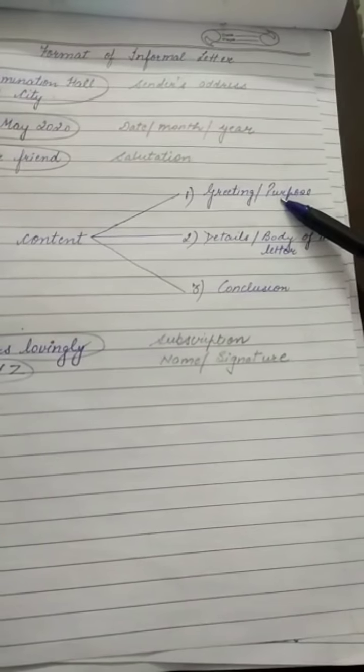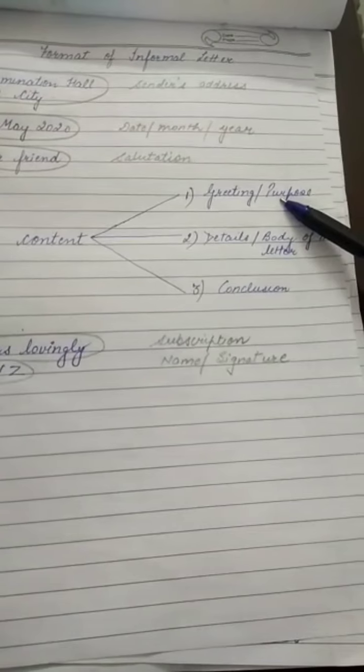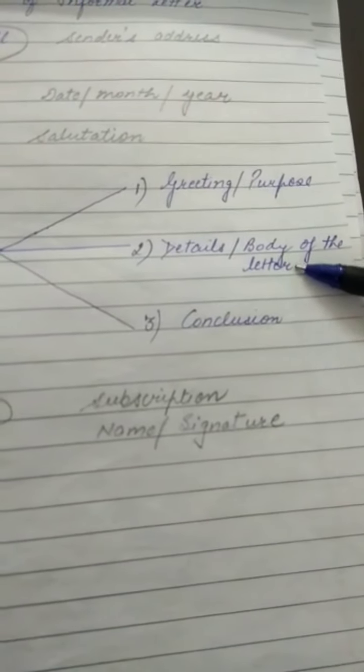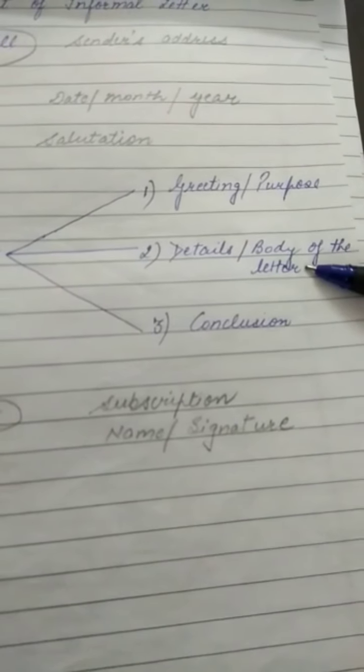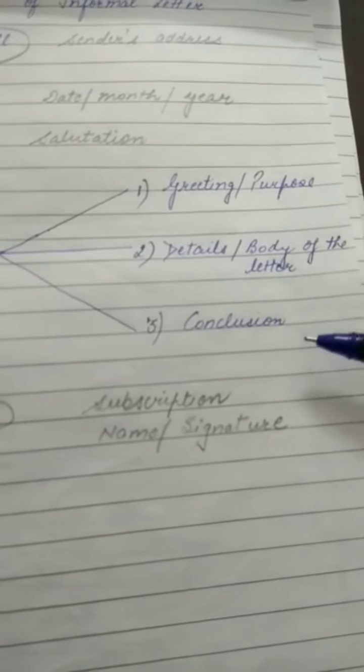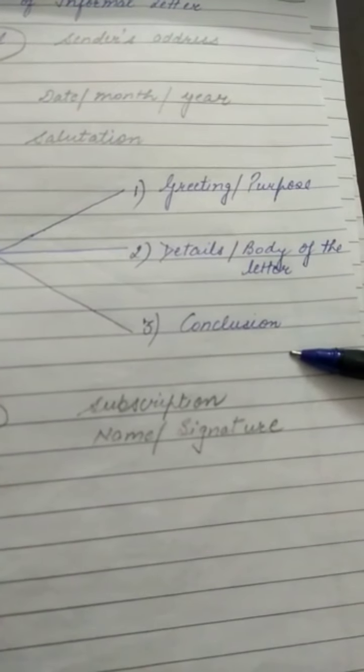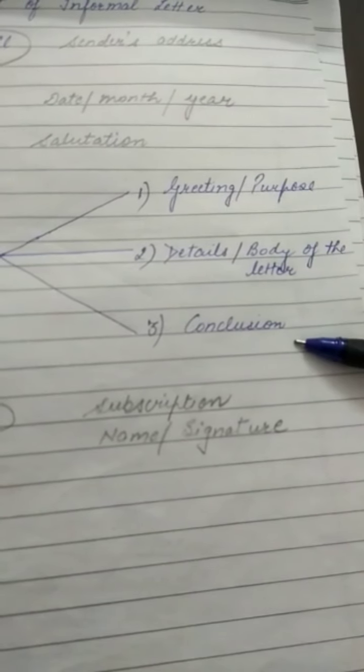The introductory paragraph, that is the first paragraph, sets the tone for the whole letter. You might begin by asking the recipient about his well-being, like I am fine here and hope you are in high spirits. And after that you write the purpose. The second paragraph contains the actual message or details of the letter. Then the third paragraph. In the conclusive paragraph, sum up the reason for writing the letter, that is, summarize the letter.